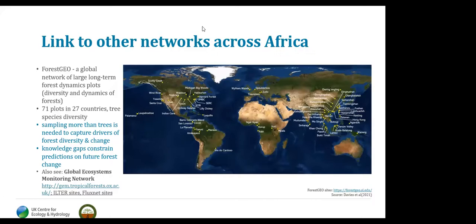And then there are also other global networks, for example, the Global Ecosystem Monitoring Network, and also the ILTER and FLUXNET sites. This could also be useful for us because they have already established some kind of infrastructure, which we could also use. If we have people involved in these studies, they could also help expand our knowledge of the phenology of the species which are occurring in these sites.